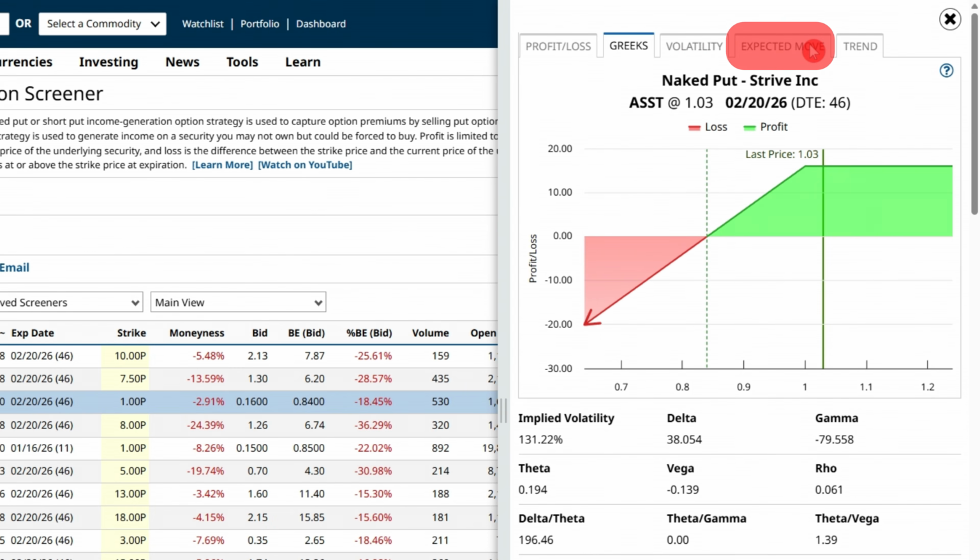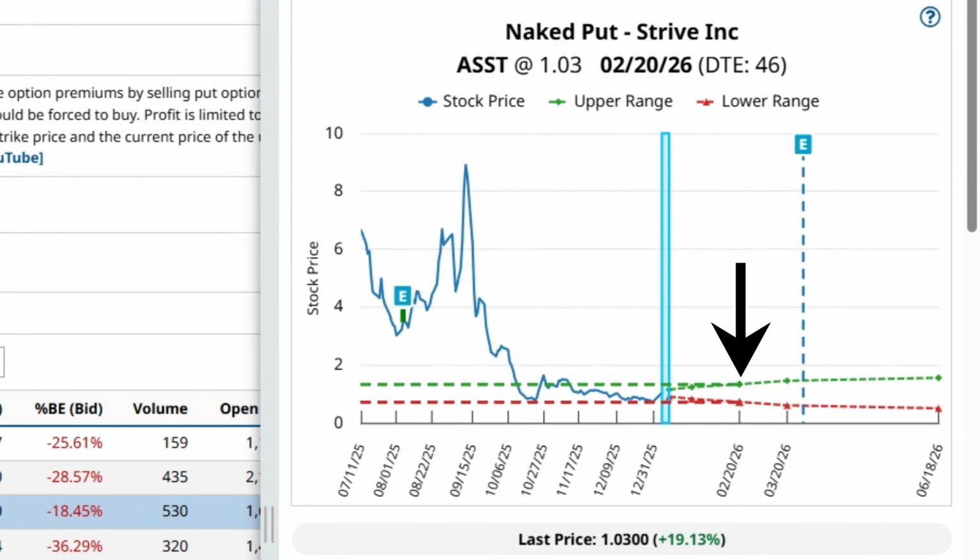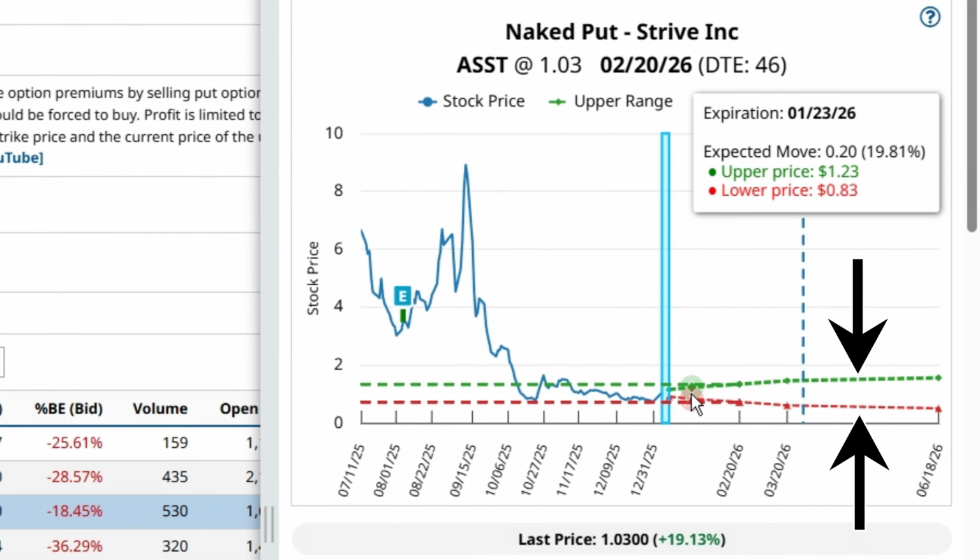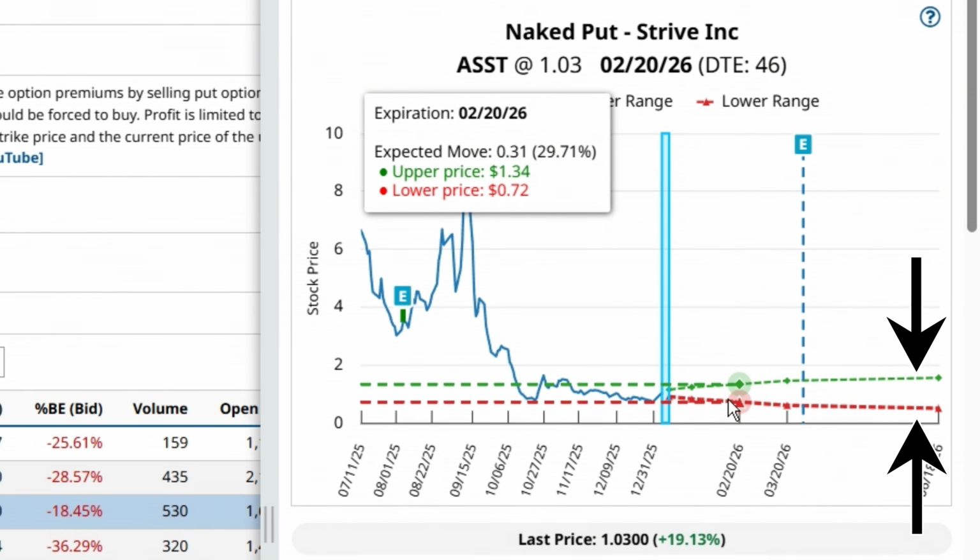The expected move tab shows the anticipated upper and lower price ranges for the stock's trading price based on 85% of at-the-money straddle premiums.